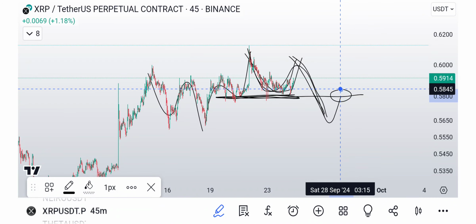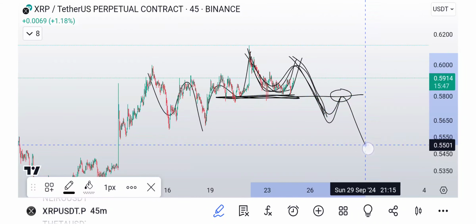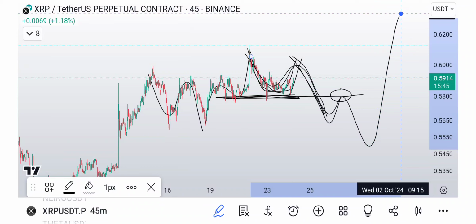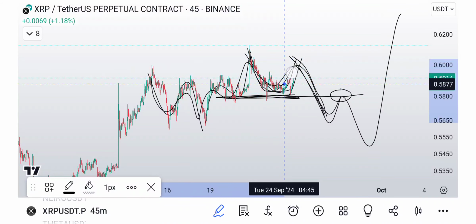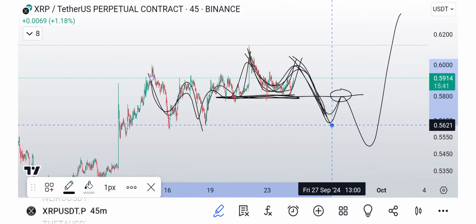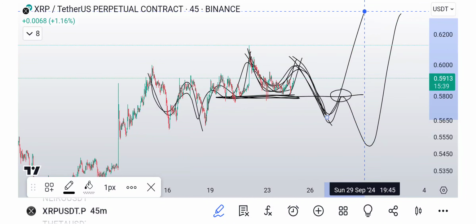If we do, then it could be an ABC. So 1 2 3 4 5, and then go. Or it could be 3 3 and then 3. So WXY and then go. So those are the two bearish ideas. They're basically the same except ABC or WXY.